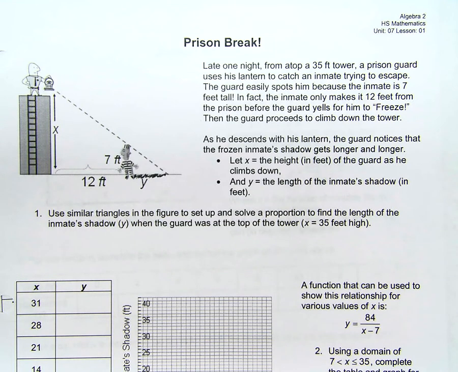One night, from atop a 35-foot tower, a prison guard uses his lantern, because we know that's what prison guards use, right? To catch an inmate trying to escape. The guard easily spots him because the inmate is 7 feet tall. In fact, the inmate only makes it 12 feet from the prison before the guard yells for him to freeze. And of course, he automatically stops, right?